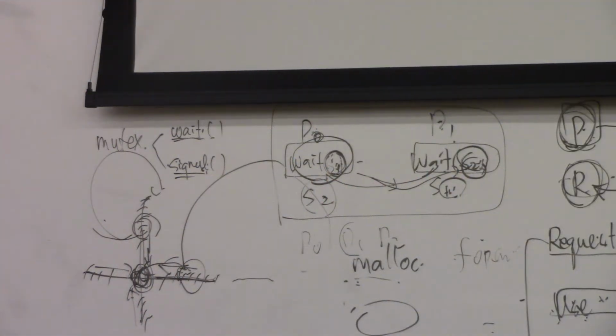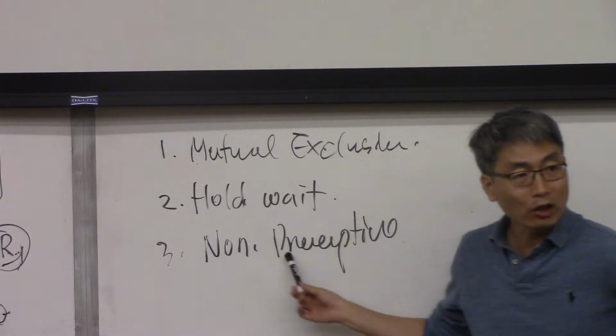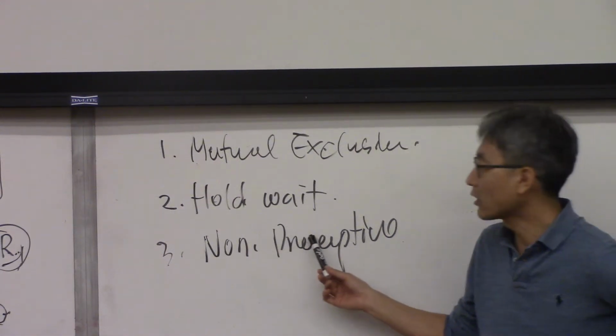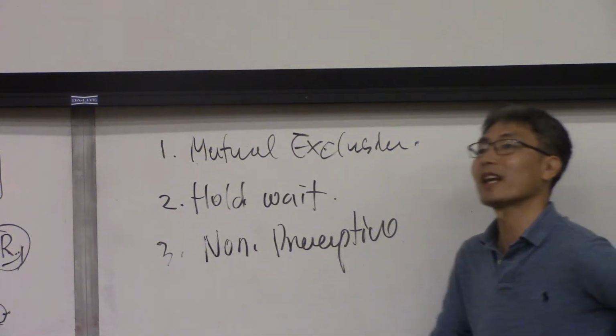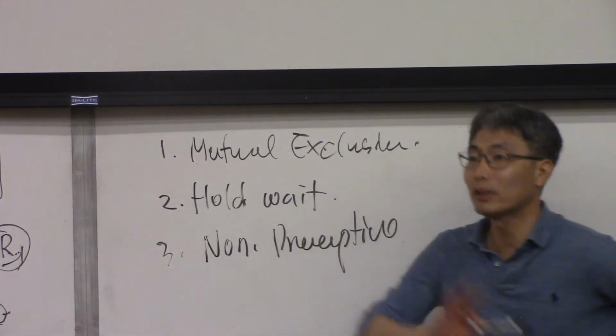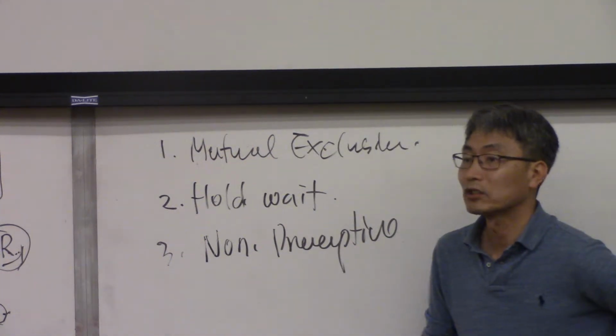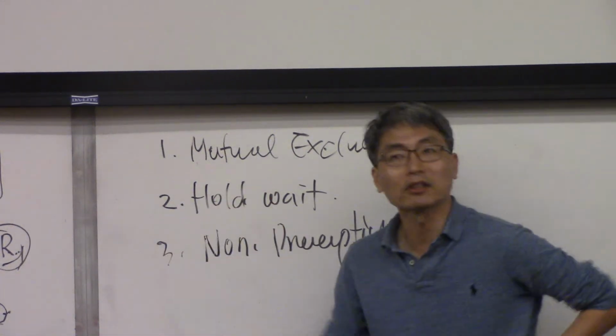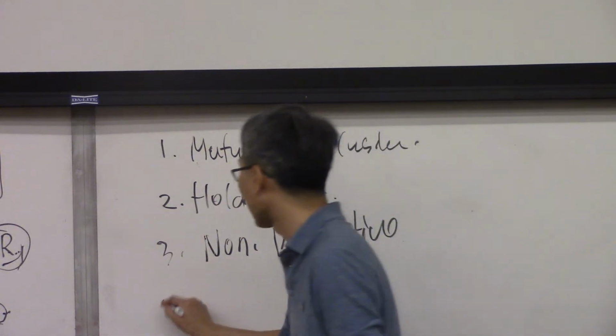However, in case of preemption, there might be no problem. So another requirement of the deadlock is non-preemption. It cannot be stopped. It cannot be resumed. So in case of greedy, it will be deadlock. So the third one is non-preemptive.